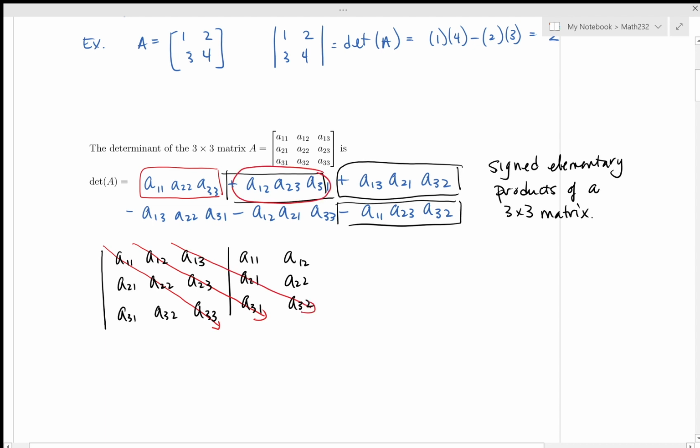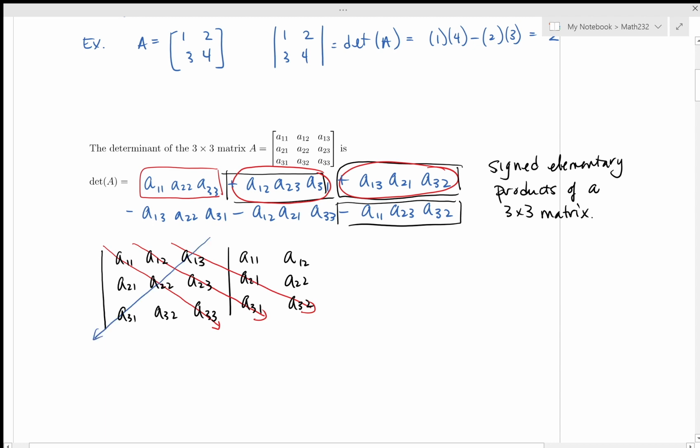I can draw on a diagonal through 3. I get A13, A21, A32. I get this guy. Then I can do the diagonals in the opposite direction, and I consider these ones the negative. It's exactly analogous to that 2 by 2 case we did above.